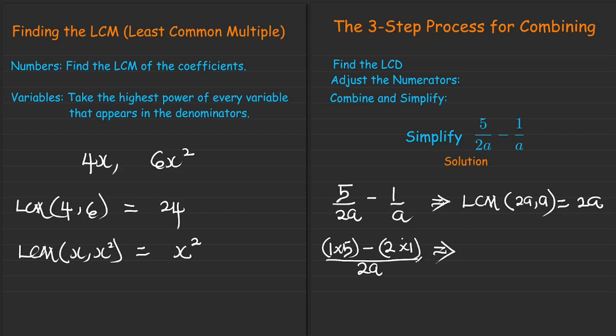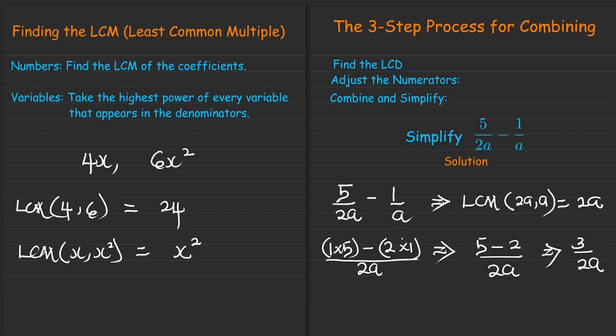We then combine and simplify. So we have 1 times 5, which gives us a 5. Then minus 2 times 1, which gives us a 2, all over 2a. Simplifying further, we have 5 minus 2, which is 3, all over 2a. As simple as that. See how very simple it is.